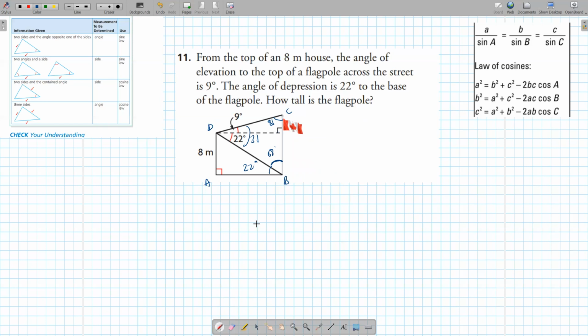Here, attack DB, attack the hypotenuse. I'm going to use this triangle to find the hypotenuse of this triangle. That'll be opposite and that'll be sine. Look at this. Sine 22 is equal to the opposite over the hypotenuse, right? Again, the unknown is in the denominator, so multiply both sides by the unknown, and then divide both sides by sine 22. So 8 divided by sine 22 gives us DB, the hypotenuse, which is 21.36.